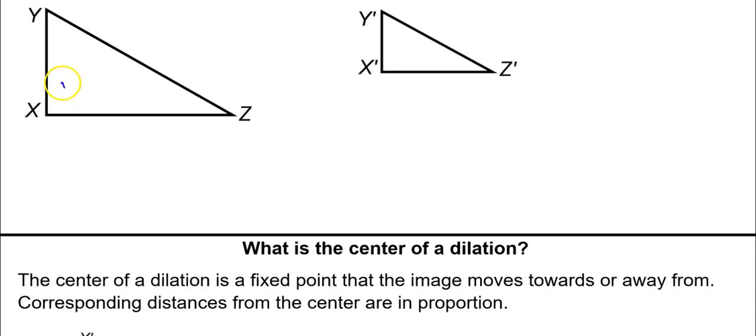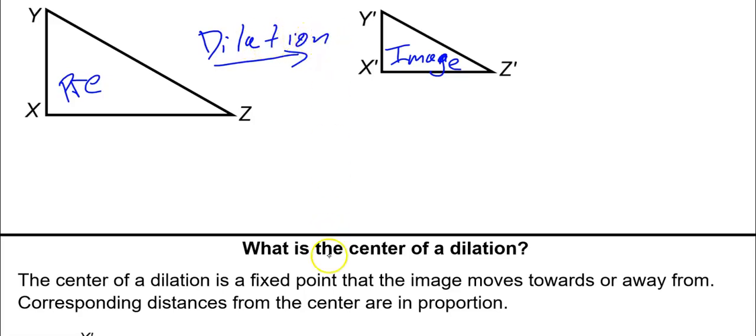Here we have XYZ. This is my pre-image because it doesn't have apostrophes. X prime, Y prime, Z prime. This is my image because of the apostrophes. So again, this is a dilation. This is not rigid because the sides are not the same. And so this is a reduction.